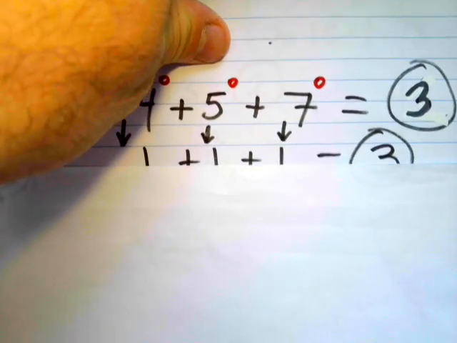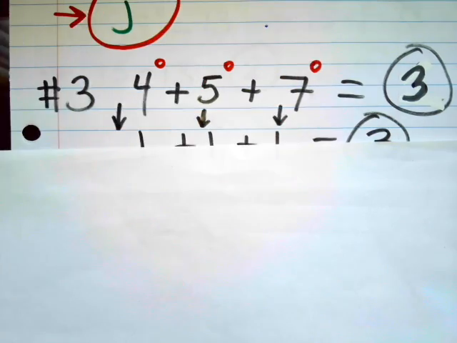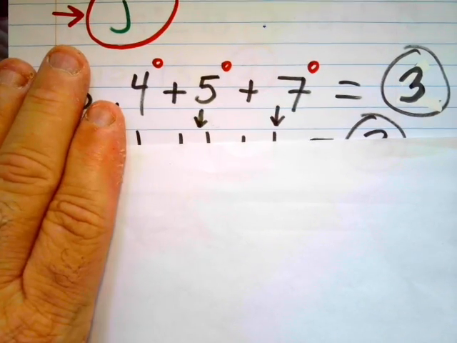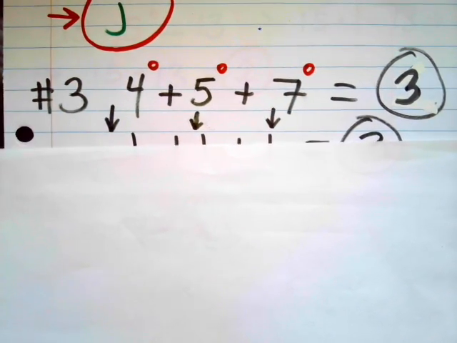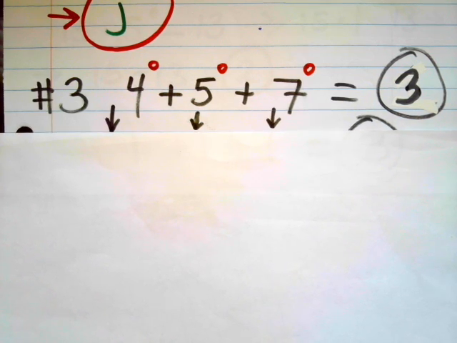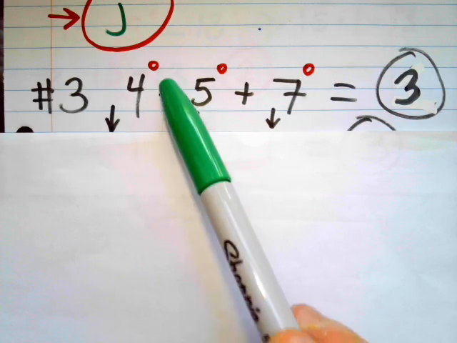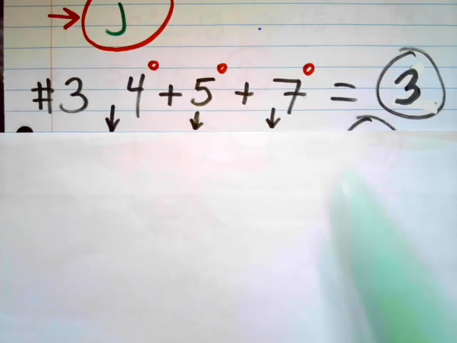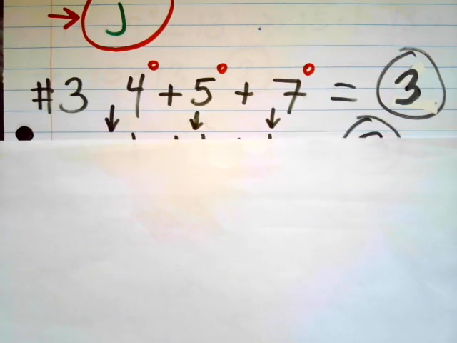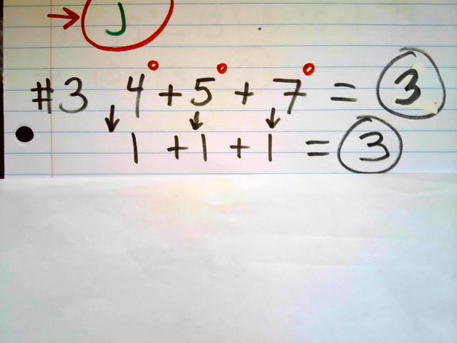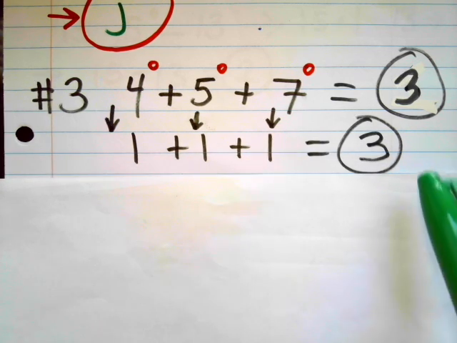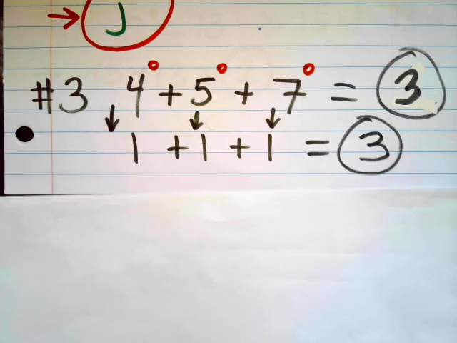All right, let's take a look at number 3. If I'm going too fast, please stop, rewind. These videos, you're capable of doing that at any time on your own. So again here, anything to the 0 power, 4 to the 0 power plus 5 to the 0 power plus 7 to the 0 power, is 1. 1 plus 1 plus 1 equals 3.